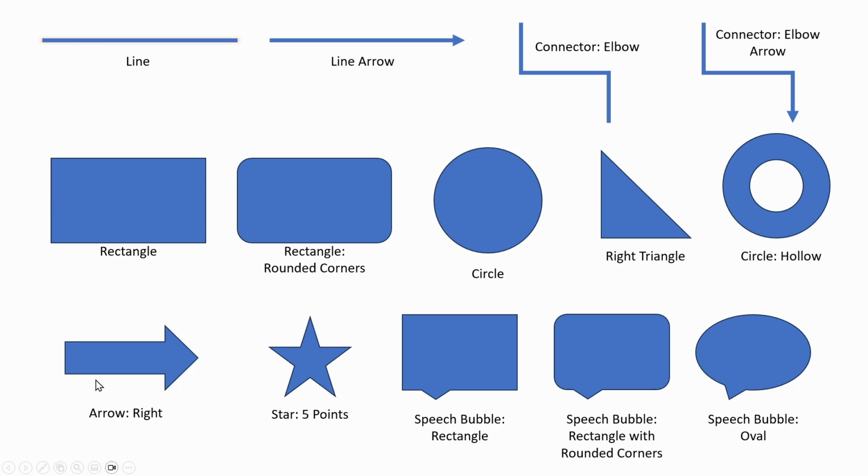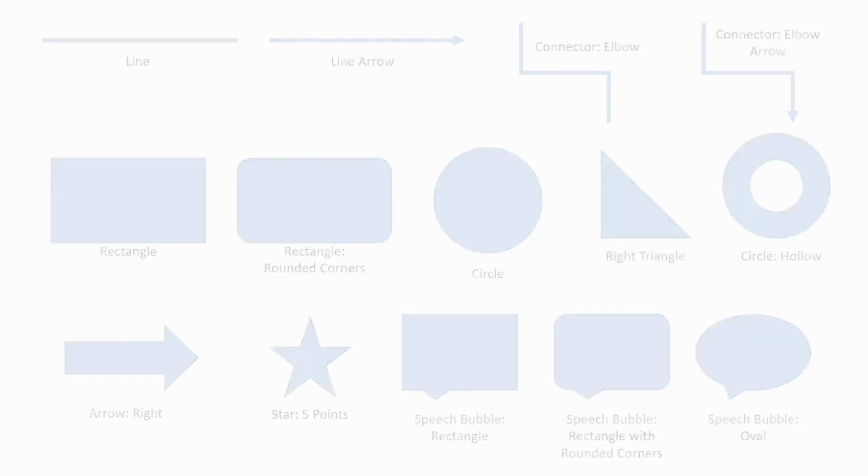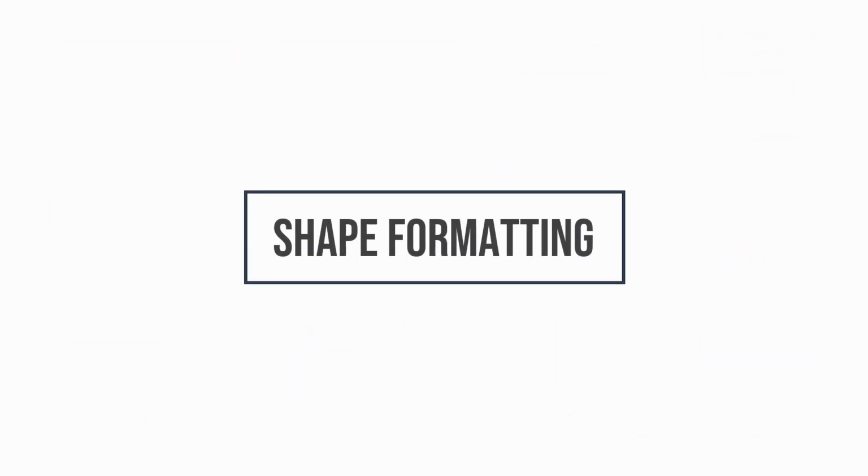Here I have a right facing arrow, but the arrow could be facing in any direction. Then we have a 5-point star. Then we have 3 variations of speech bubbles. I personally use this middle one. This is a short list to remember, so just learn about these shapes. Next up, let's look at shape formatting in detail.